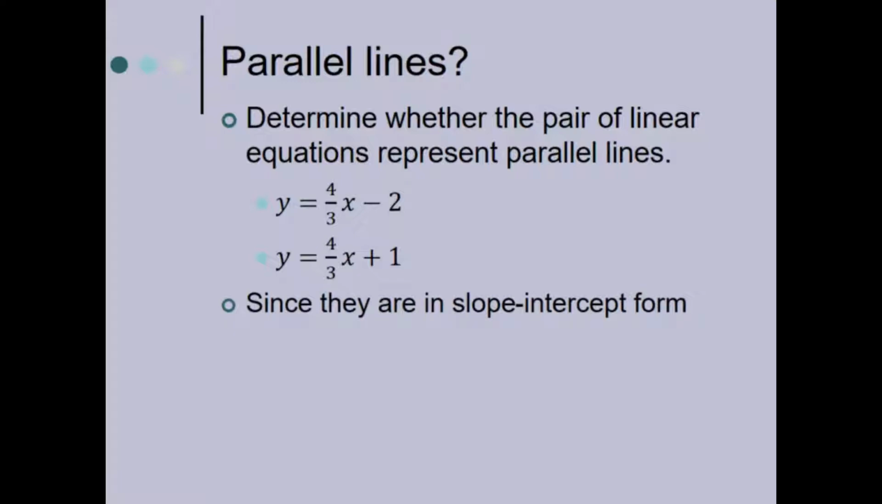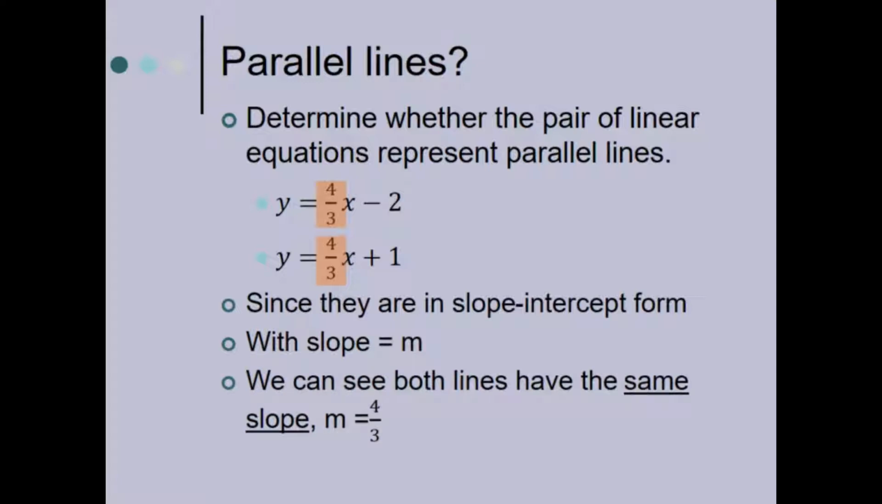Since each of these equations is in slope-intercept form, being y equals mx plus b, and m being the slope, the first equation has a slope of 4/3. The second equation has a slope of 4/3. Since they each have the same slope, we can conclude that they are in fact parallel lines when graphed.